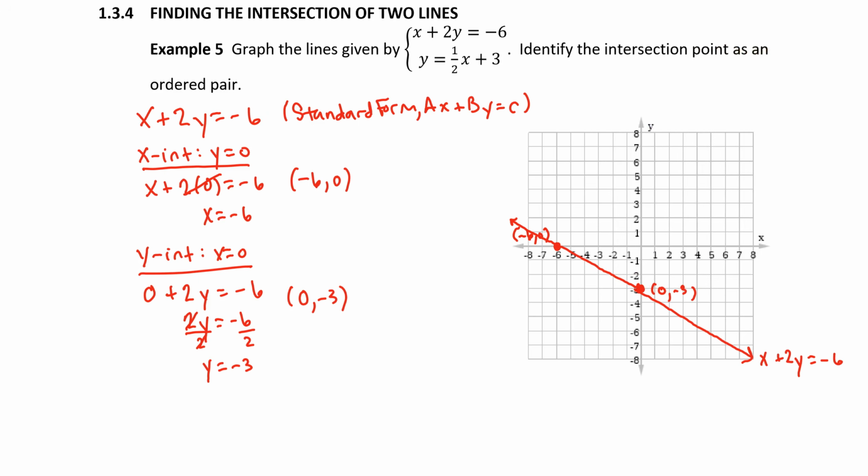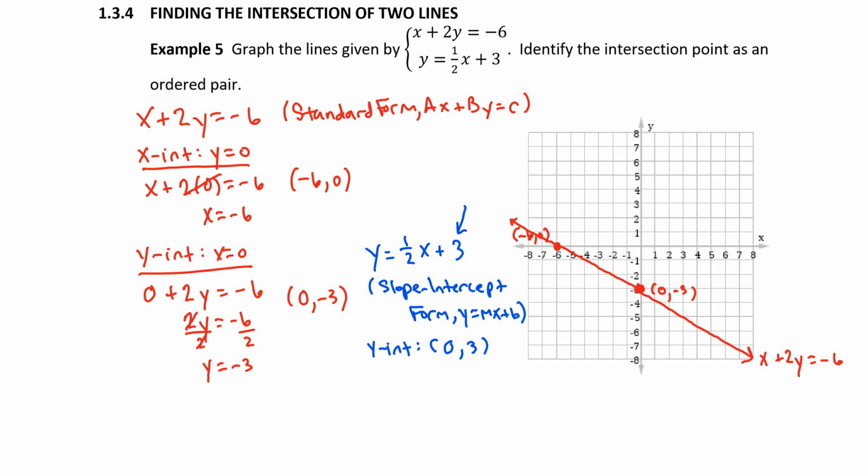The second line is y equals 1/2 x plus 3. Notice this one is in slope-intercept form, which we learned is y equals mx plus b. So we're going to graph this one starting with the y-intercept, which is given by this number right here. X is 0, y is 3. And then our slope is the coefficient of x. In this case, it's 1/2.